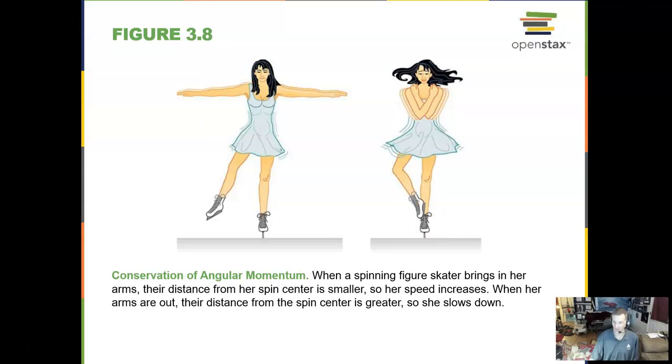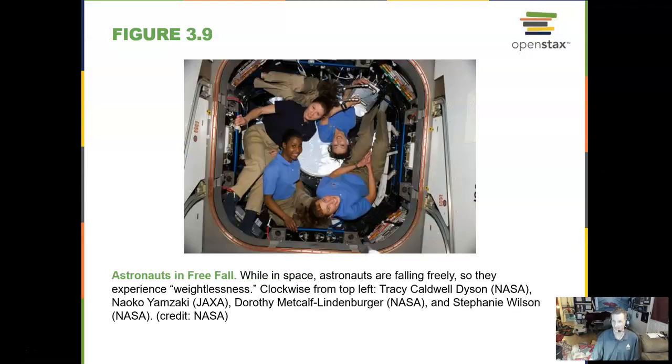Conservation of angular momentum says that when this speed skater pulls her arms in, she will start to rotate fast to conserve that angular momentum. Well, these astronauts don't look like they are in free fall, but they sure are. In the cupola module of the International Space Station, that's their window on the world.